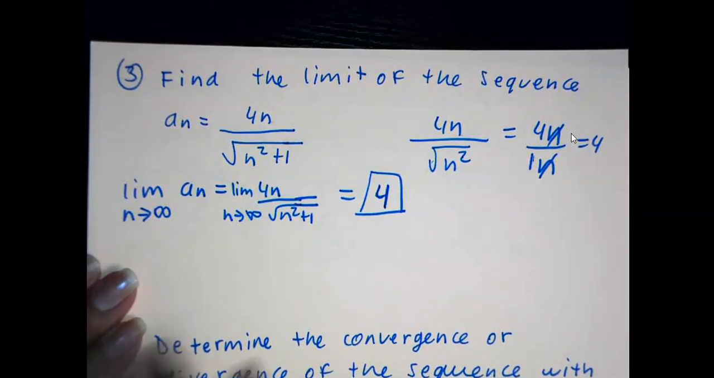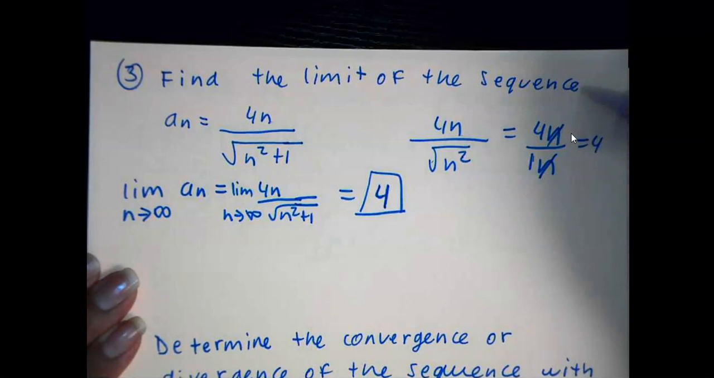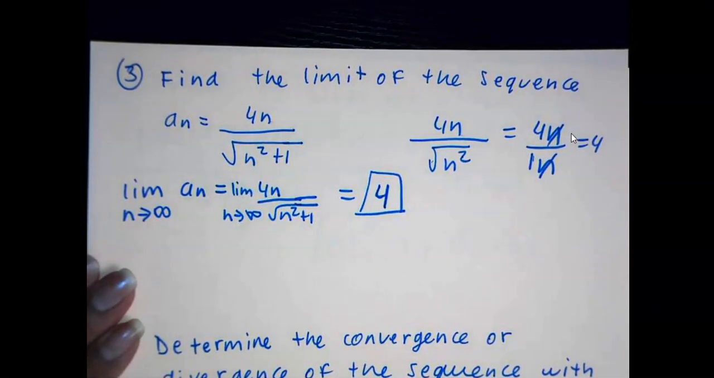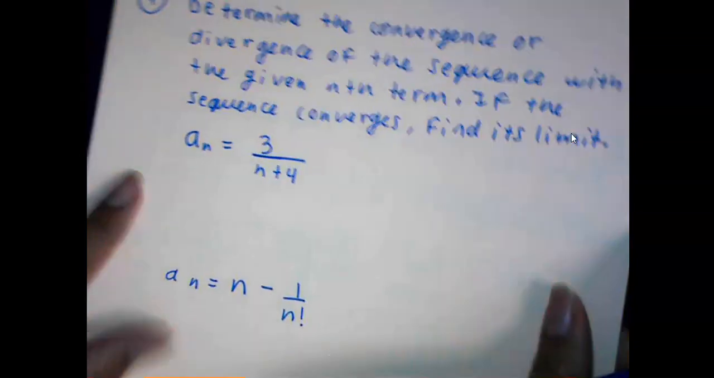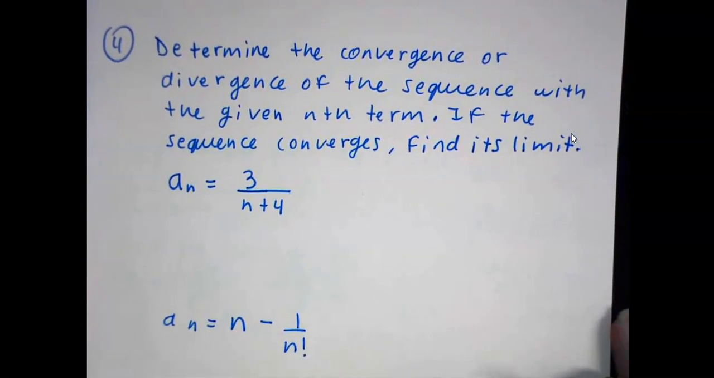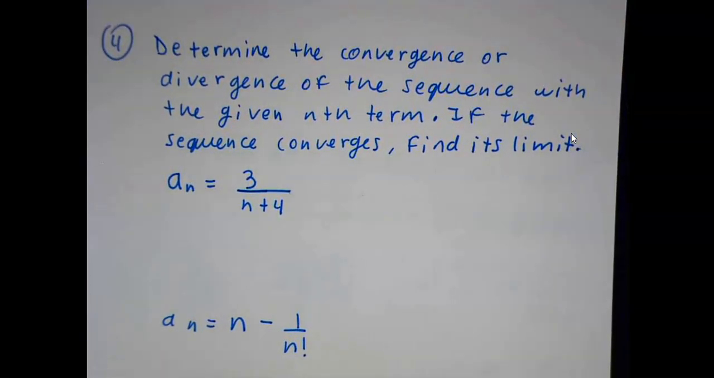Well, what happens in a different scenario? Okay, I'm going to show you what happens if the n's don't cancel. For the previous one and this one, the n's cancel. What happens if they don't? It says determine the convergence or divergence of the sequence with the given nth term. If the sequence converges, find the limit.